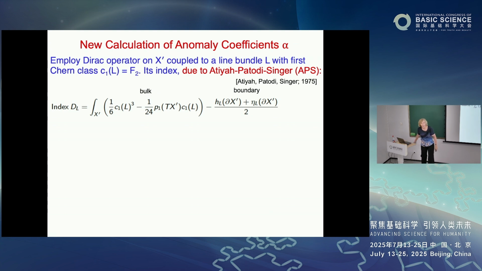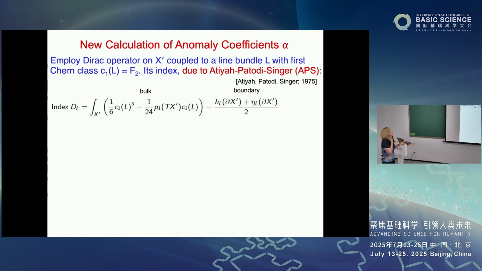In any case, so how are we going to calculate that? I want to calculate that directly in singular geometry. I don't want to go to resolution and all that. And the trick that we are going to use is employing the index of the Dirac operator on this extra space that is coupled now to a line bundle that is governed by the first Chern class of this field strength.